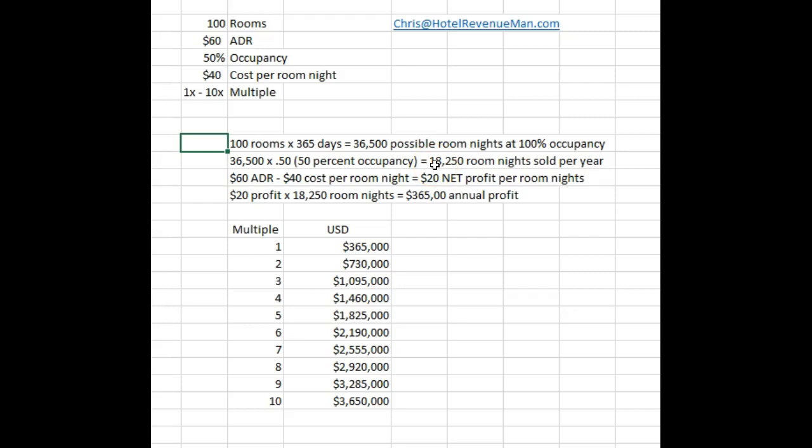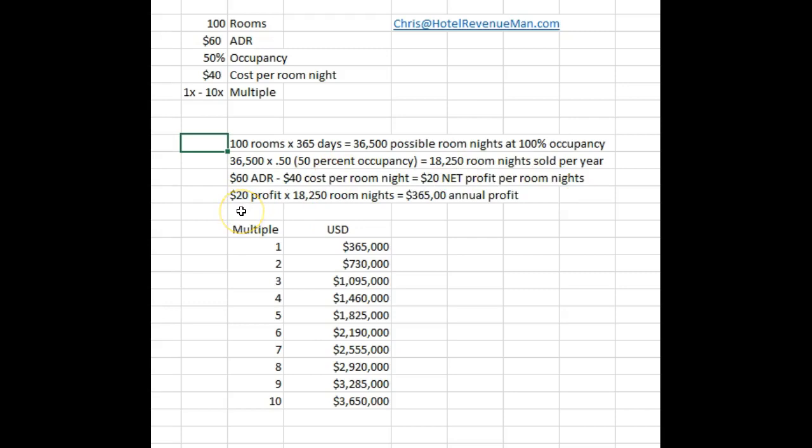If you want to figure it for your property, and I explained this in the other video, take all of your expenses for a year, let's say 2018, divide by the number of room nights sold, and that will tell you how much expense there was per room night for your property. If it's an entry-level hotel or motel, not something super fancy, it's probably going to be $40 a night. So you're making $20 after you pay everyone.